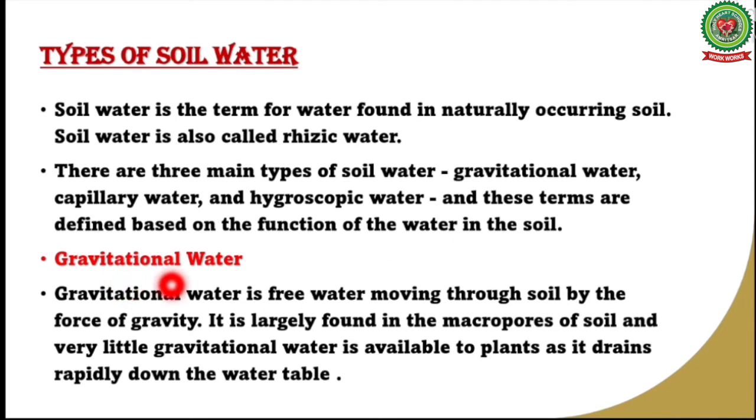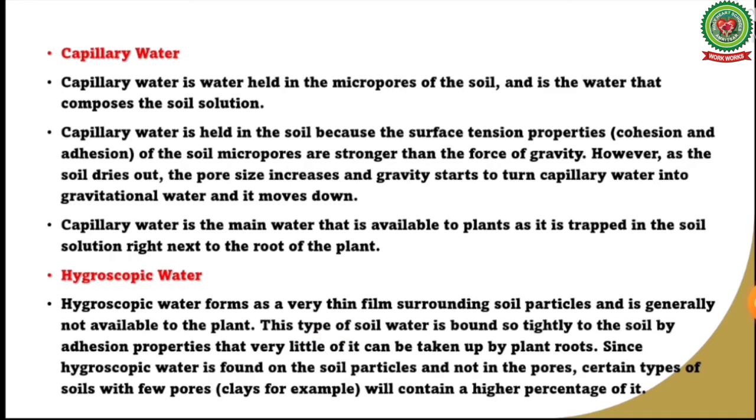First one is gravitational water. Gravitational water is the free water moving through soil by the force of gravity. It is largely found in the macropores of soil, and very little gravitational water is available to plants as it drains rapidly down the water table.